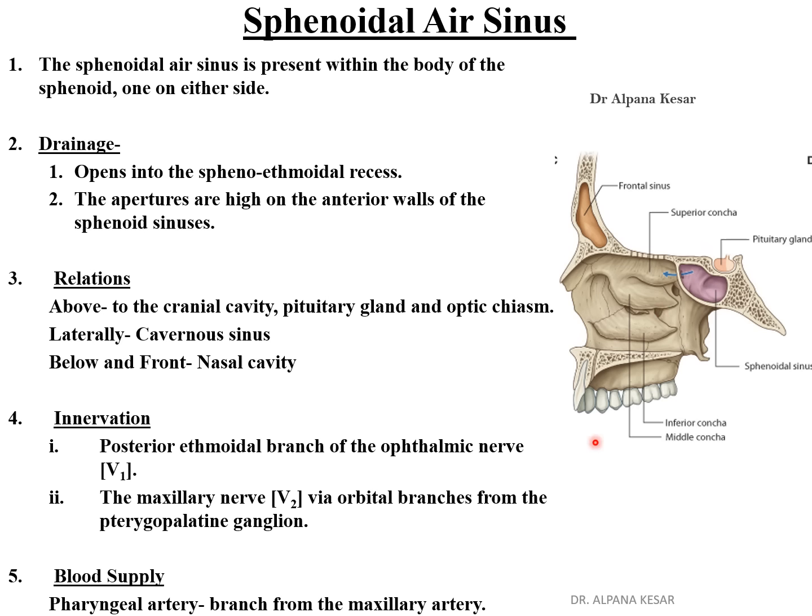Innervation of sphenoidal air sinus is by the posterior ethmoidal branch of ophthalmic nerve and also by the maxillary nerve via orbital branches from the pterygopalatine ganglion, which is secretomotor to it. The blood supply is by pharyngeal artery, which is a branch of maxillary artery.